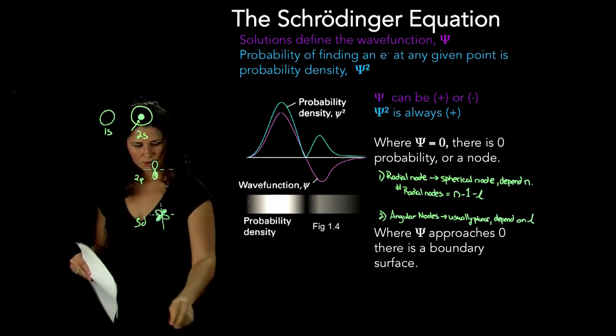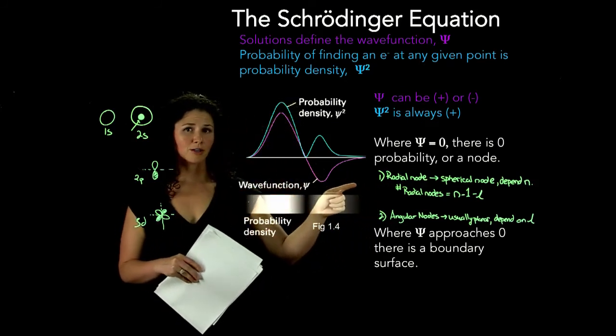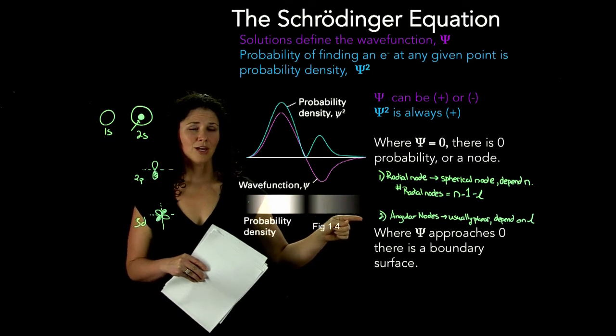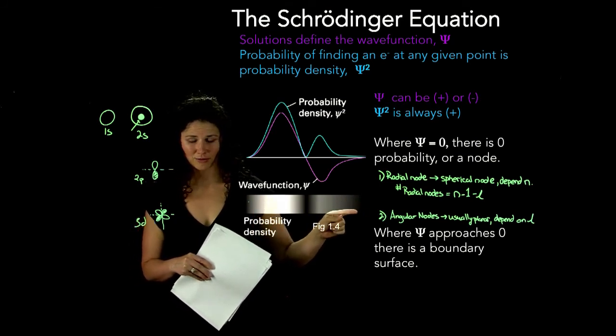Okay. And so your radial nodes are where the radial part of the Schrodinger equation is going to equal 0, and the angular node or nodes are where the angular part of the wave function is going to equal 0. So keep that in mind during the next part of this discussion.